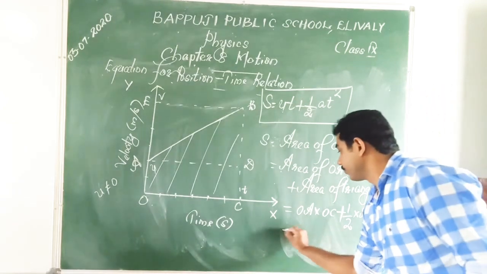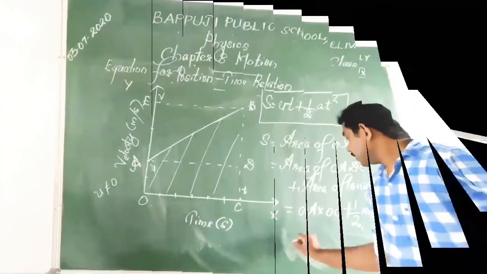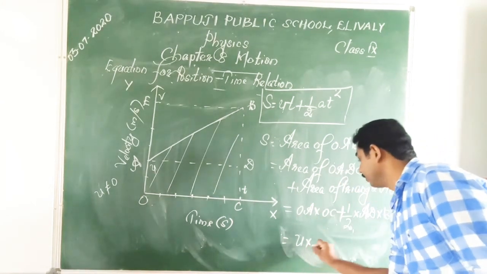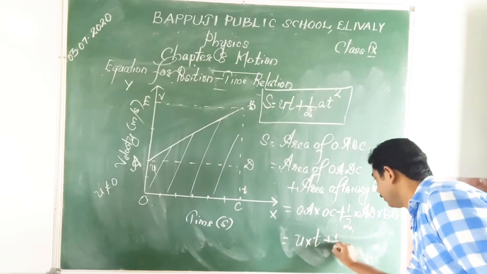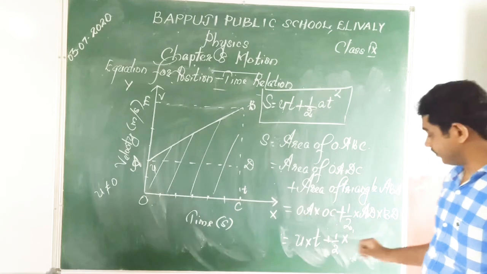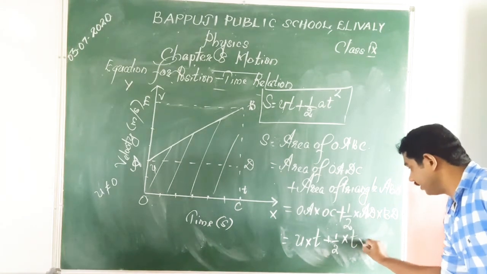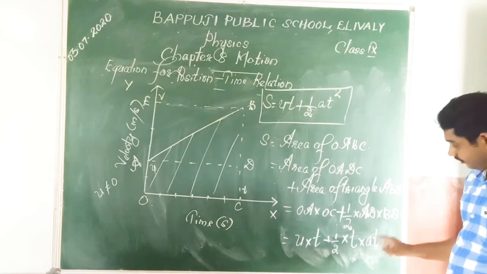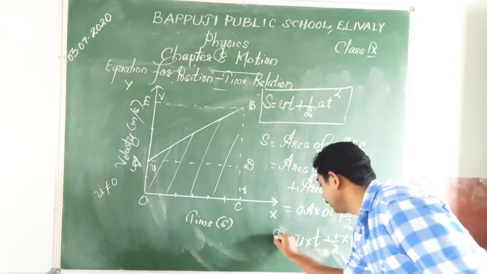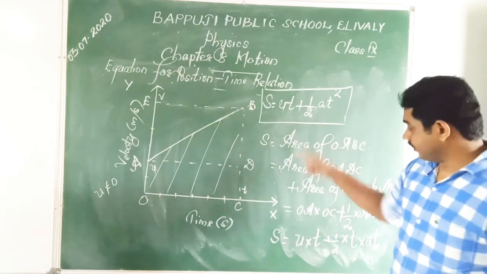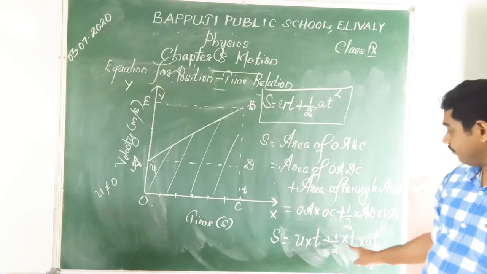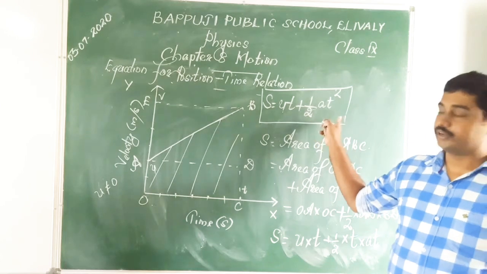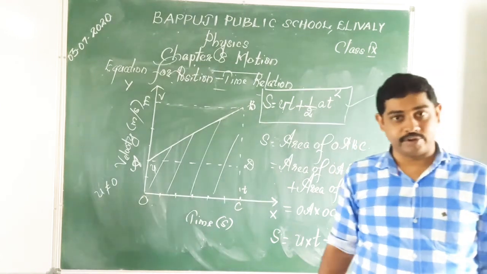Then we know from this graph OA means initial velocity U, OC is the time interval T, plus half into AD, and OC is the same time interval T, and BD is equal to AT. From the first equation we got BD is equal to AT. So S is equal to U into T, UT, plus half into T into AT, AT square. So S is equal to UT plus half At square.